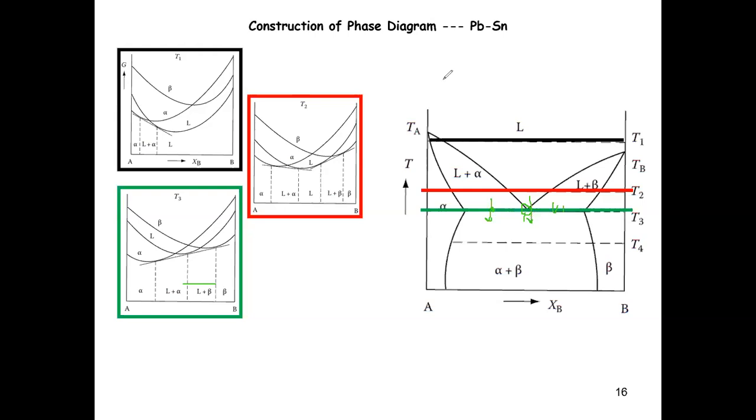Yes. So this three-phase coexistence, the three phases existing simultaneously, will only happen at a particular temperature and a particular composition, right? Exactly. Yes, exactly. That's why it is a point, right?